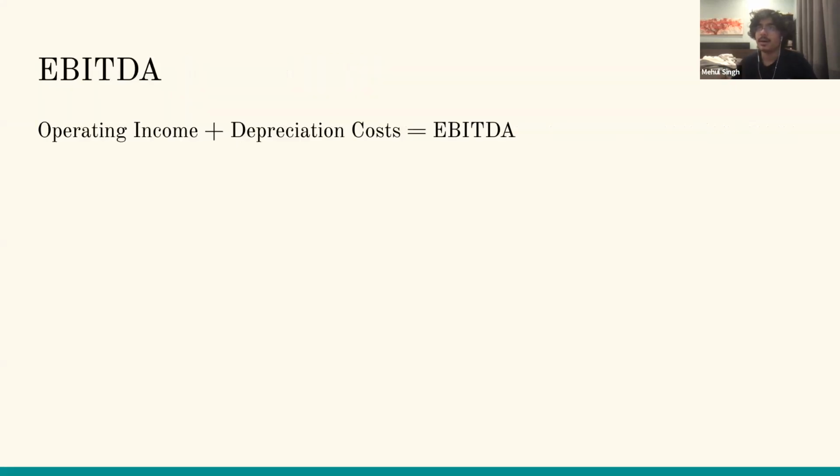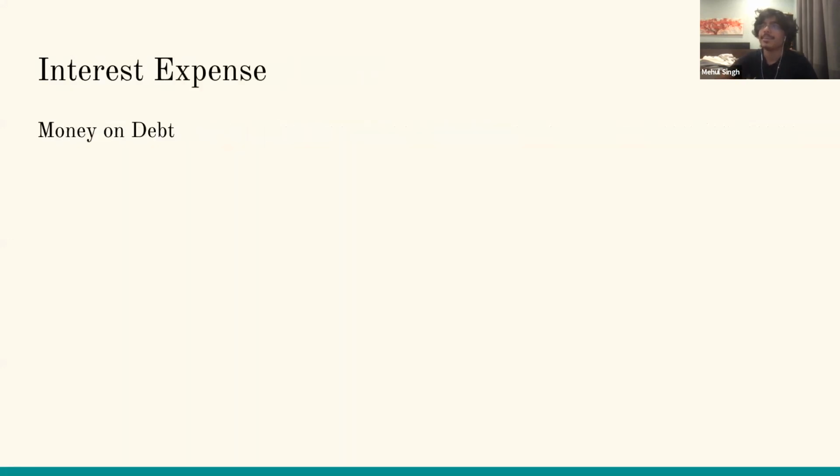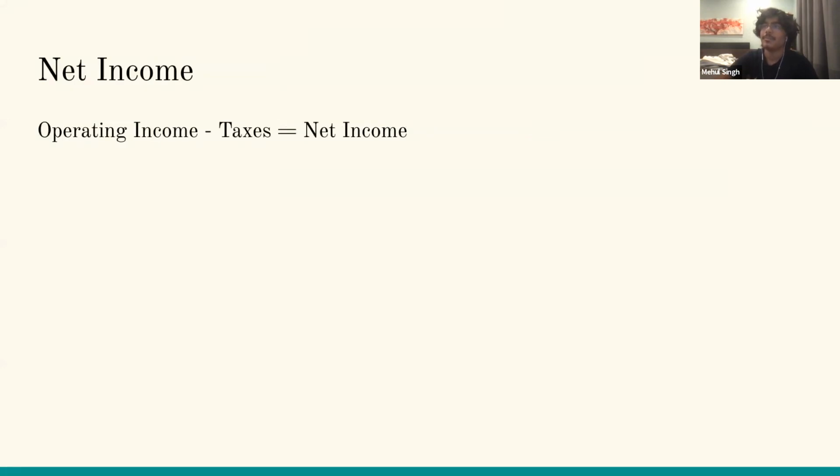Then we get to EBITDA. That's the depreciation cost. Let's say you have cash sitting there, and every year the cash is depreciating from inflation. That's what this would go under. Next, interest expense. You borrow money, pay interest on it, and that would be your interest expense. And then finally, we get to net income. After you deduct all your costs from the operating income, you subtract taxes, and finally you get your net income, which is what the company posts.